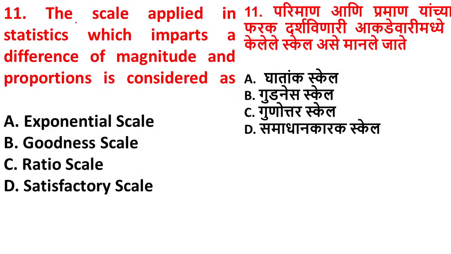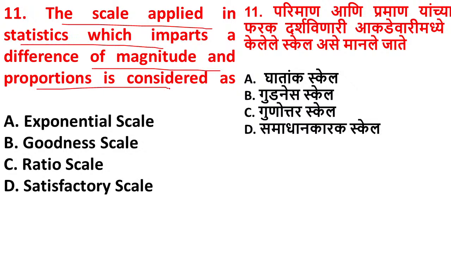So question number 11. The scale applied in statistics which imparts a difference of magnitude and proportions is considered as option A exponential scale, option B goodness scale, option C ratio scale, option D satisfactory scale. So here the right answer is option C, ratio scale.